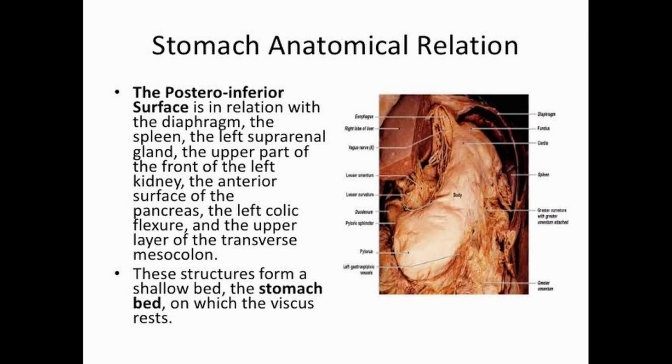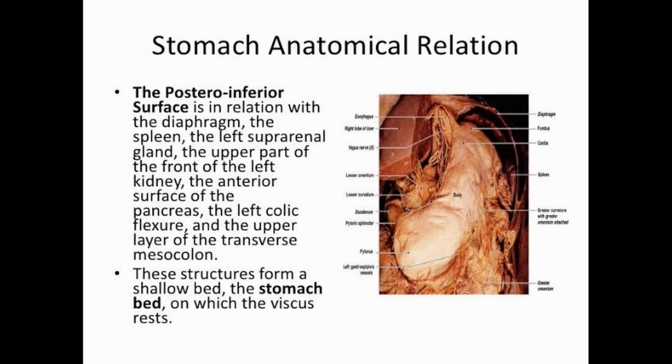Now we discuss the posterior inferior surface. The posterior inferior surface is in relation with the diaphragm, the spleen, the left suprarenal gland, and the upper part of the front of the left kidney, the anterior surface of the pancreas, the left colic plexus, and the upper layer of the transverse mesocolon. These structures form a shallow bed, the stomach bed, on which the viscus rests. So these are the relations of the stomach.